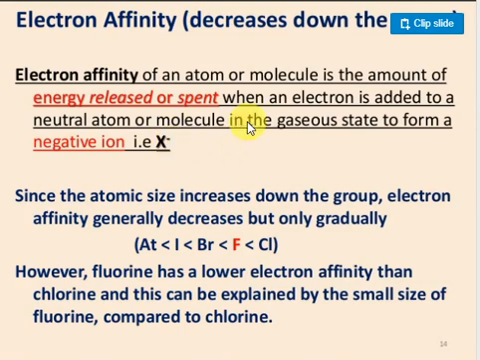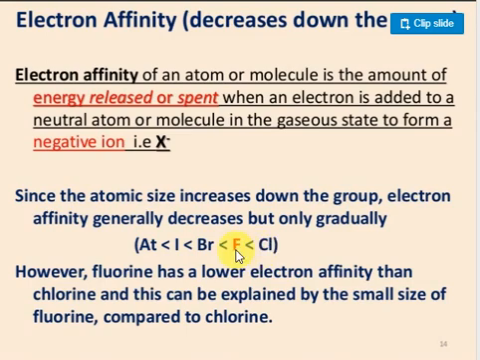So that's the reason why whenever we add an electron, it releases some amount of energy only. Since the atomic size increases down the group, the electron affinity generally decreases down the group. Now, when you go down the group, electron affinity decreases only. One point to remember, students, for the board examination: fluorine has a lower electron affinity when compared with chlorine.